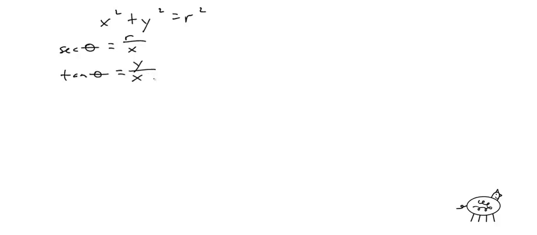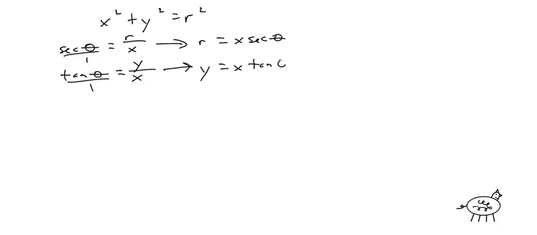Alright, next one is, again, going to be using x squared plus y squared equals r squared. So let's do secant of theta is equal to r over x, and tangent of theta is equal to y over x. Okay, and so for this one, if I cross multiply, I get r equals x secant of theta, and for this one I cross multiply and I get y equals x tangent of theta.